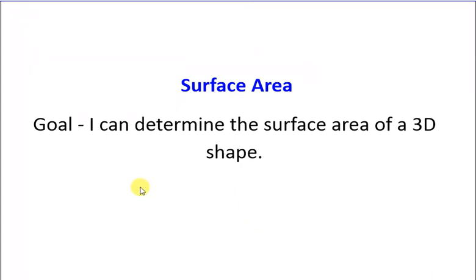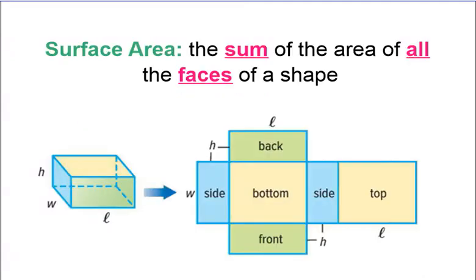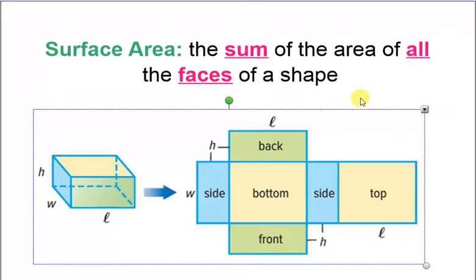Okay, so in this video, we are going to talk about something called surface area. The surface area is the sum of all the faces of a shape. So when I have a three-dimensional object, I have an object that has faces on this side and this side and the top and the bottom and so on and so forth. And I know that when I open it up to a net, I can see those faces a little clearer.